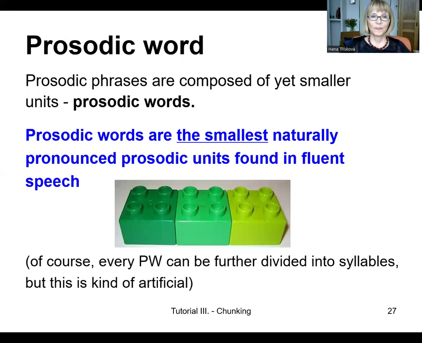Okay. What is a prosodic word? This is a still smaller unit. Prosodic phrases are composed of prosodic words. And prosodic word is the smallest naturally pronounced prosodic unit which can be found in fluent speech. Of course, we can divide a prosodic word into syllables, but this is kind of artificial.